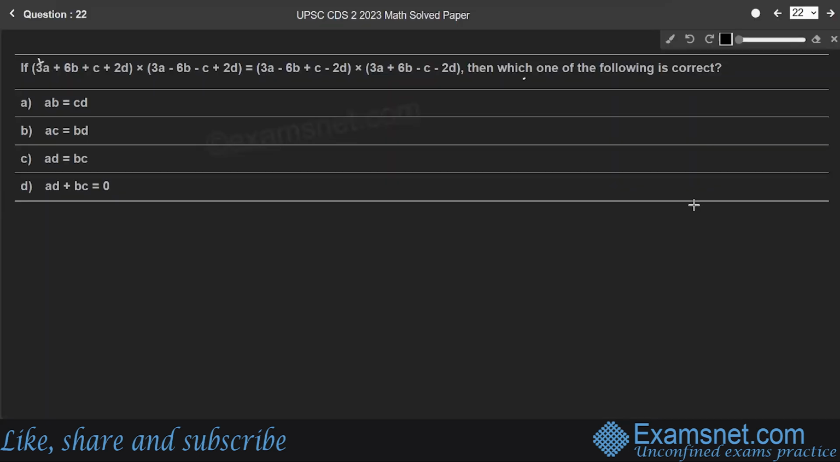Question 22. If 3a plus 6b plus c plus 2d into the second term is equal to 3a minus 6b plus c minus 2d into the last term, then which one of the following is correct?